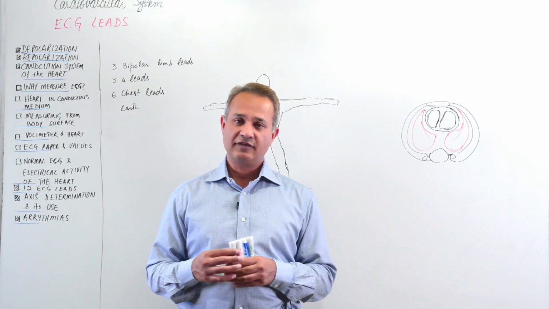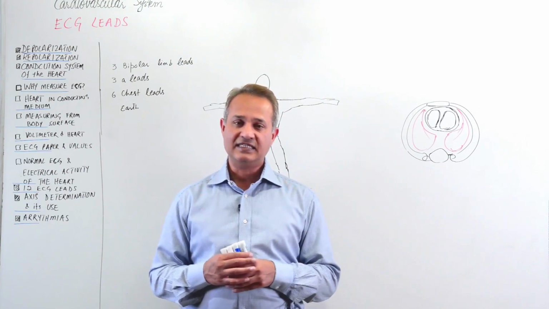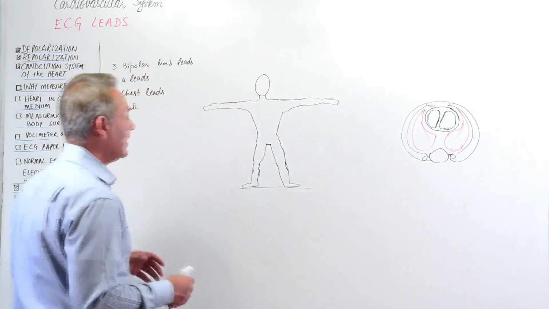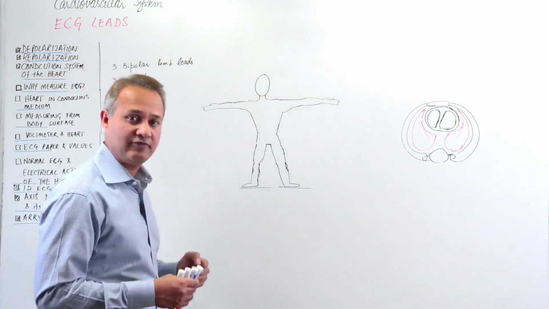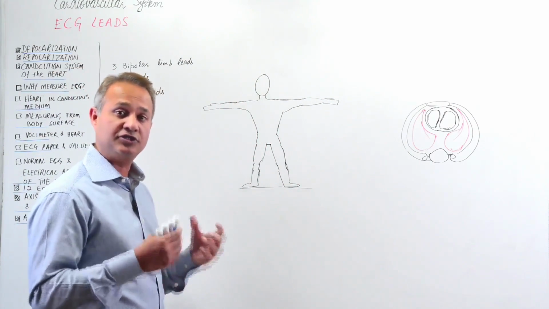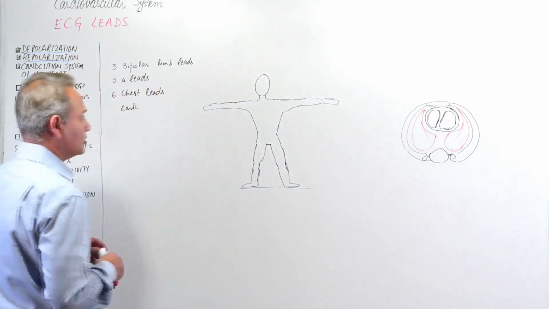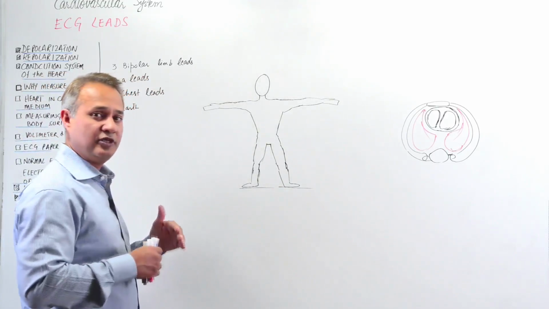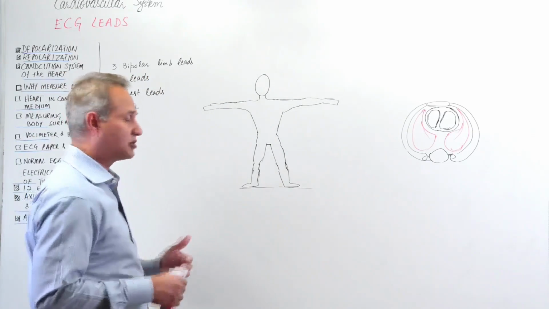Guys, we're continuing with the cardiovascular system. The lecture now is the ECG leads or 12 lead ECG, and what do we mean by the 12 leads, and where do they attach and what do they show us. This is not about the pathologies, instead this is the physiology. We'll do the pathologies when we do the arrhythmias and the infarctions.